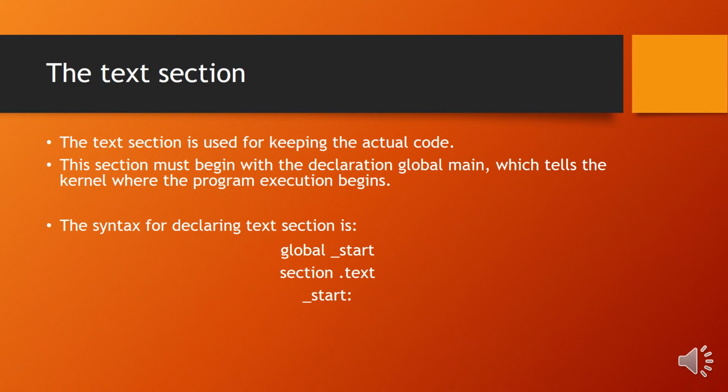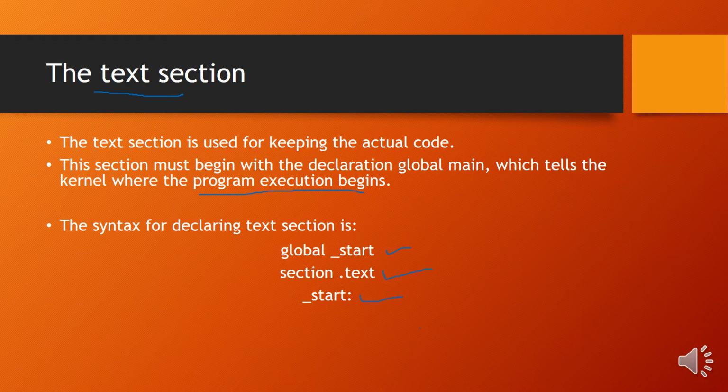Now the third one and the most important section of the assembly code is the text section. It is the starting point or the point of execution for the program. From here the execution of the program begins. So to define the text section, you need to give three statements: global _start, section .text, and _start. So here your assembly program execution will start.